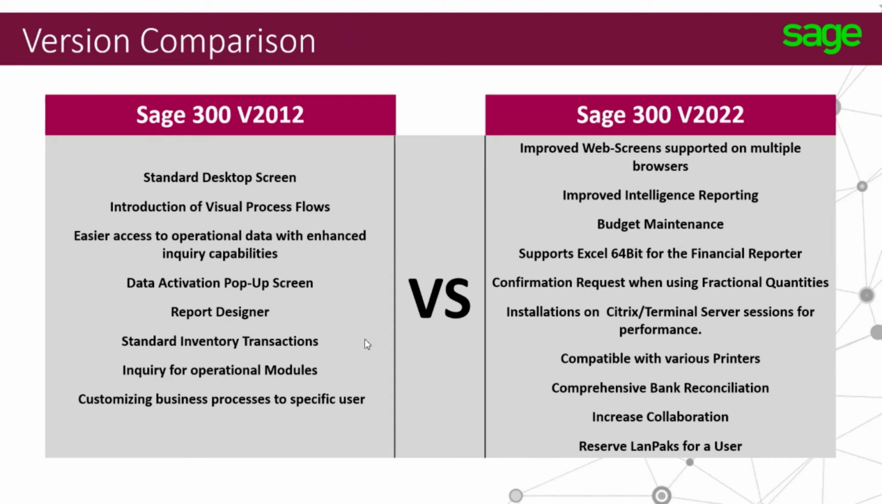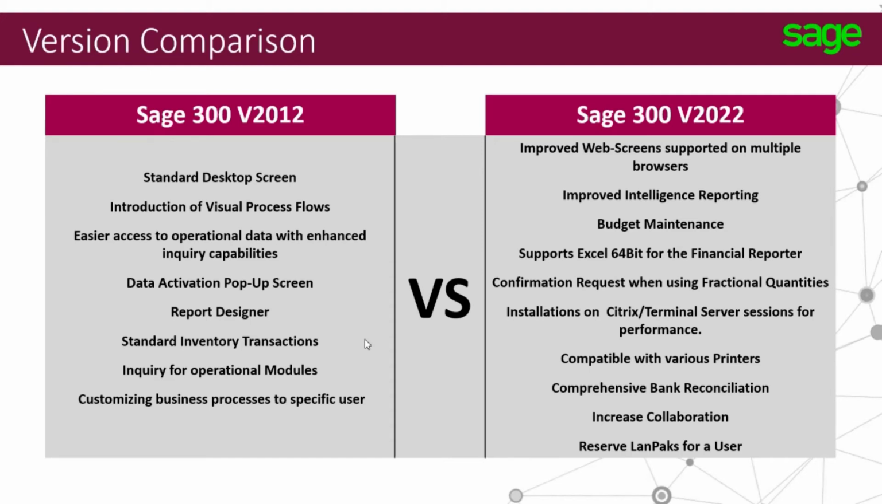Now it has improved tremendously, and it has actually increased the user friendliness of the solution as well. Back in the day, it actually had easy access to operational data with enhancing query capabilities, but now it has improved even more. So the data activation pop-up screen was introduced back in 2012. Then the standard inventory transaction. So if you are looking at the older versions of Sage, apart from the very basic or the core standard functionality that is available on 2012 or versions prior to that, now in Sage version 2022, you could see there's a tremendous improvement in the web screens, and it's supported actually in multiple browsers as well.